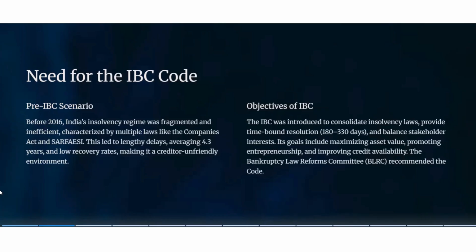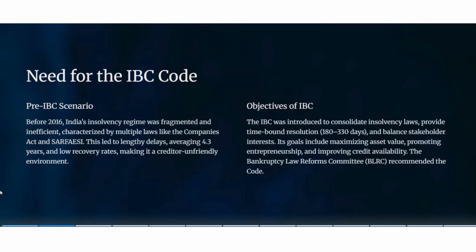Before 2016, India's insolvency regime was fragmented, insufficient, and inefficient, characterized by multiple laws like the Companies Act, SARFAESI. This led to lengthy delays, averaging almost 4.3 years on average for disposing of the cases, and low recovery rates, making it a creditor-unfriendly environment. So creditor's right is supreme in law.